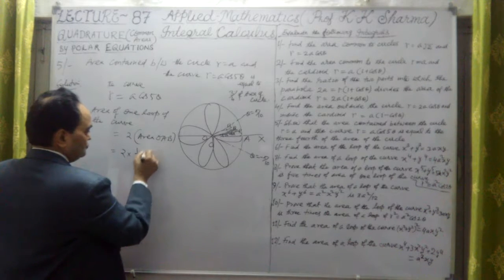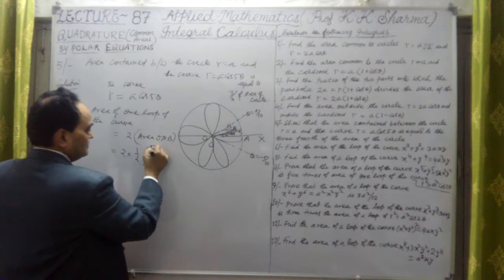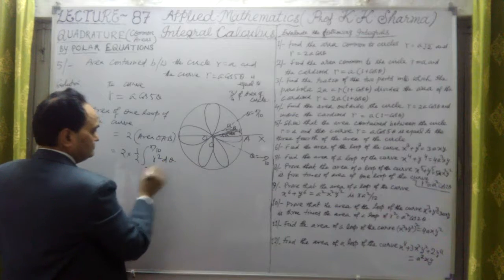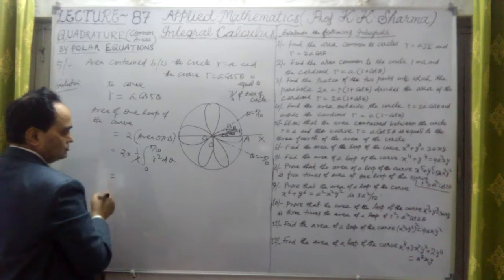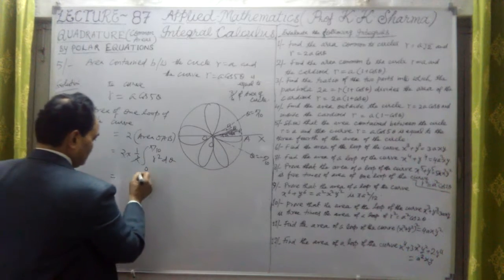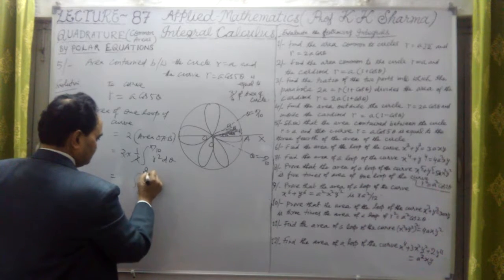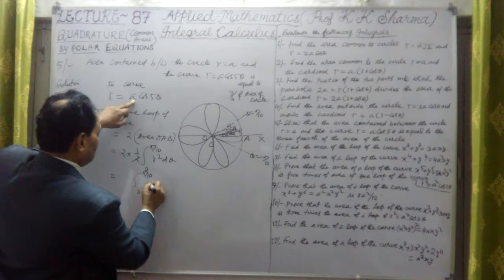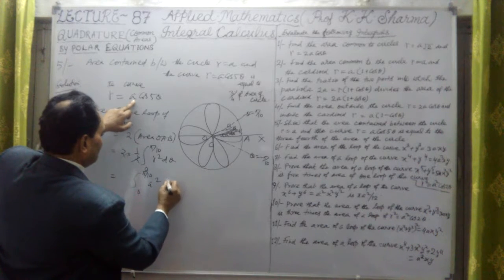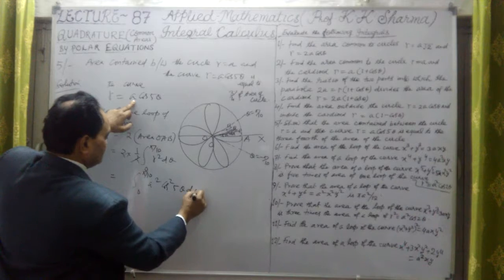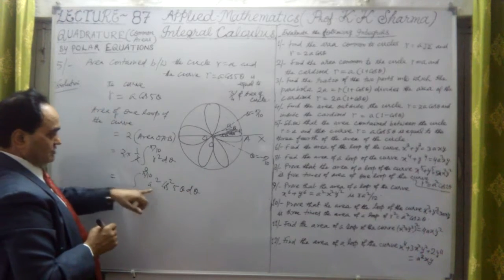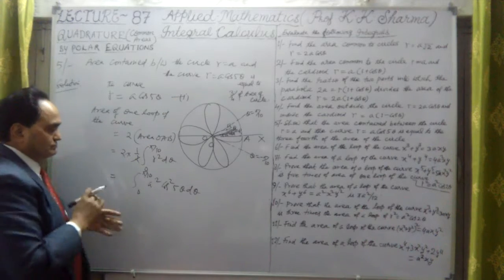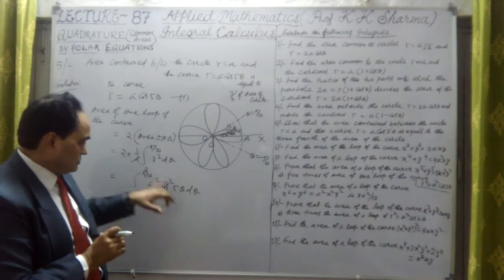This is twice into 1/2, 0 to pi by 10, r square d theta. The 2 cancels out. For one of the loops, 0 to pi by 10, and r square is a square cos square 5 theta d theta. This is the r square value, from the first equation. Now let me integrate this.